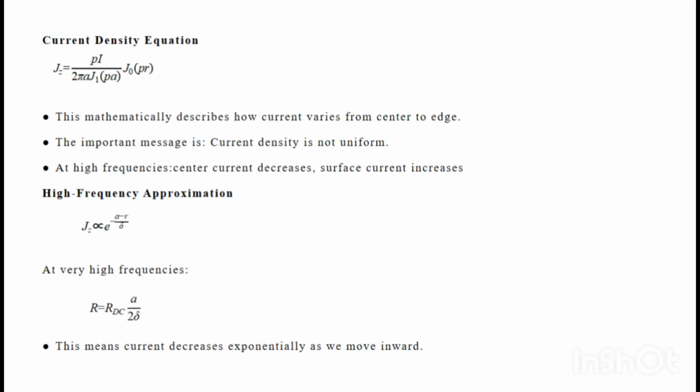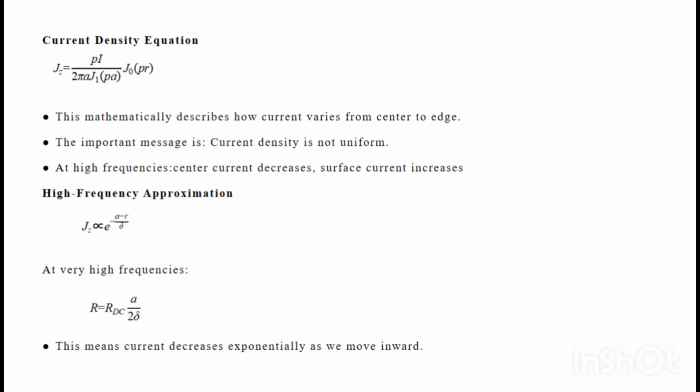Okay, since we are dealing with the current inside and outside the conductor, we must be aware of the density of the current flowing through the entire cross-sectional area of the conductor, right? So we define the current density as Jz, which is equal to p into I divided by 2 pi a, into J0 of pr divided by J1 of pa. This equation may seem quite difficult, but no worries, let me explain it to you.